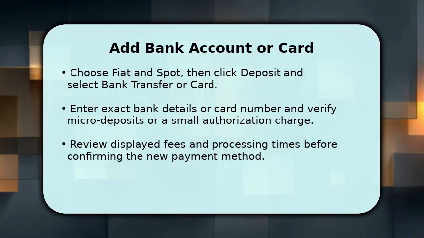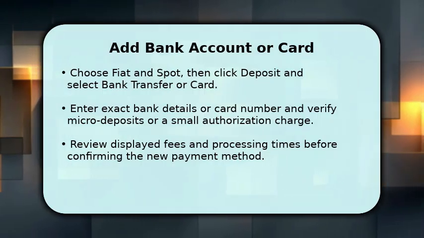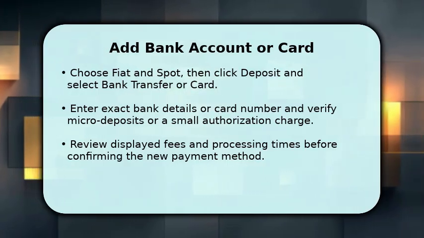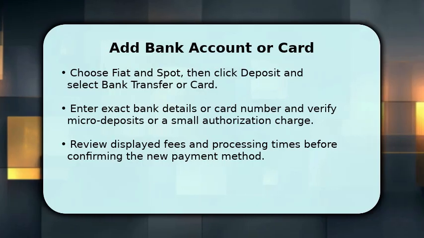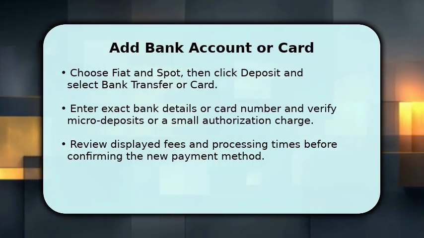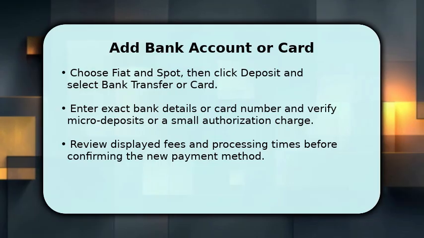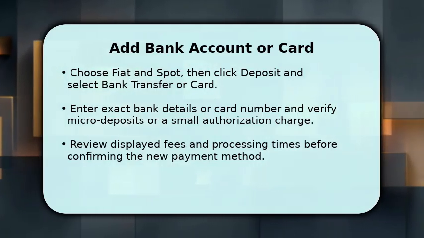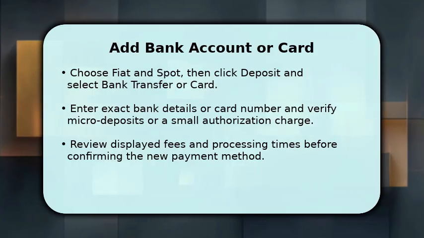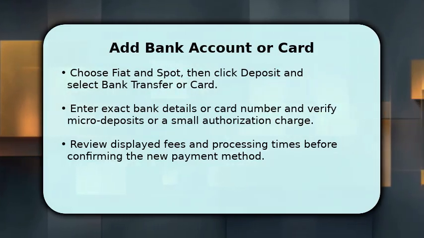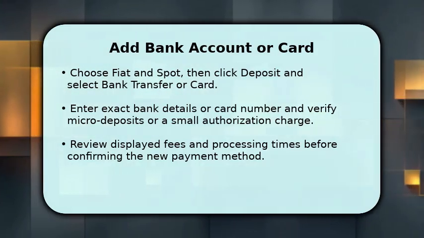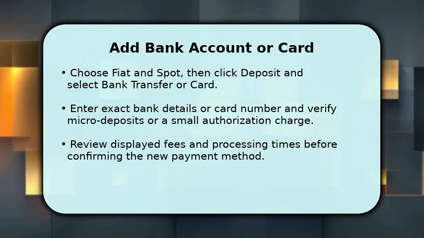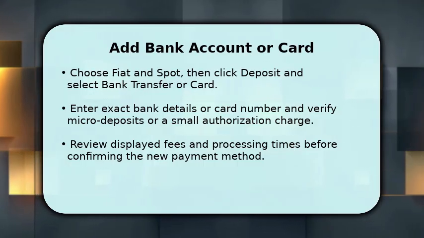To add a bank or card, open Wallet, choose Fiat and Spot, then click Deposit and select Bank Transfer or Card to start. Enter exact bank details for ACH/SEPA or your card number, expiration, and CVV, then confirm your billing address. Verify the connection by confirming a micro-deposit amount or a small authorization charge shown in your bank or card statement. Review displayed fees, currency conversion rates, and estimated processing times before you finalize and save the new payment method.